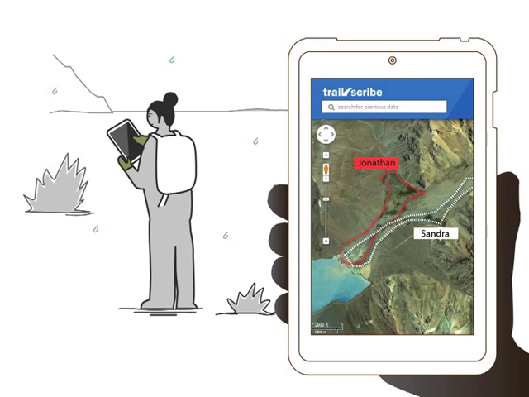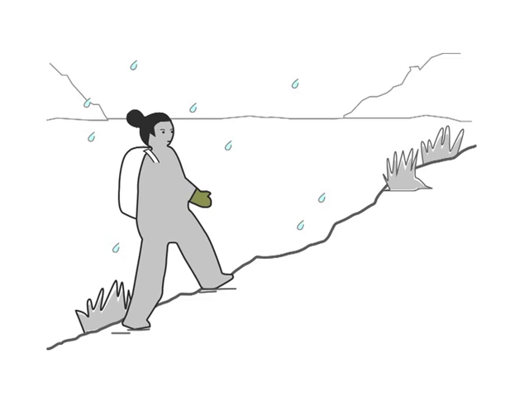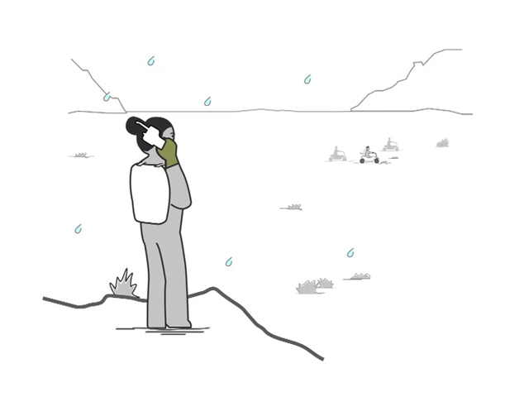Sandra uses her TrailScribe to look at Jonathan's plan. She sees that his group is in a valley, and she should be able to see them from the top of a nearby hill. From the top of the hill, Sandra can see a group of ATVs driving back toward Basecamp. She reports that they seem to be okay, and there may just be a problem with Jonathan's radio.